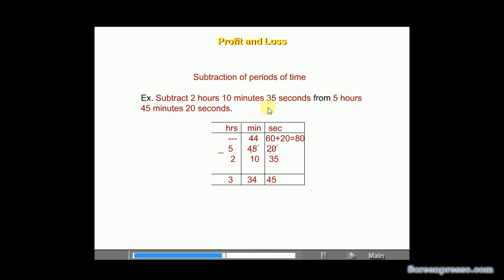Let us take a look at the minute block. We had 45 minutes, from which we lent 1 minute to the seconds. So, in all we have 44 minutes now. When we subtract 10 minutes from this 44 minutes, the remainder is 34 minutes. Let us take a look at the hours block. When we subtract 2 hours from 5 hours, the answer is 3 hours. Hence, when we subtract 2 hours, 10 minutes and 35 seconds from 5 hours, 45 minutes and 20 seconds, the answer is 3 hours, 34 minutes and 45 seconds.